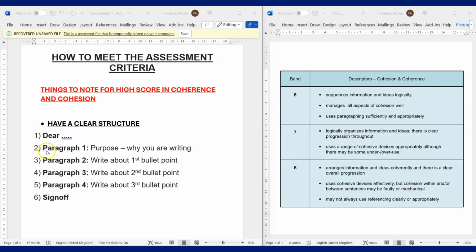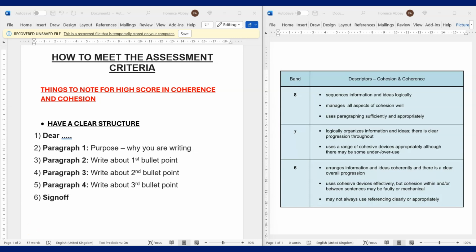The first one is salutation. Paragraph 1 will be the purpose. Then we write about the first bullet point, second bullet point, third bullet point. Then we sign off. You can learn more about this in the lesson on how to structure your essay, and I think we have a full lesson on that.